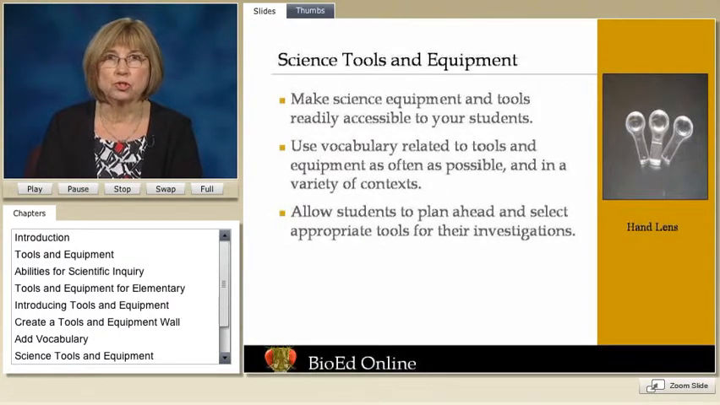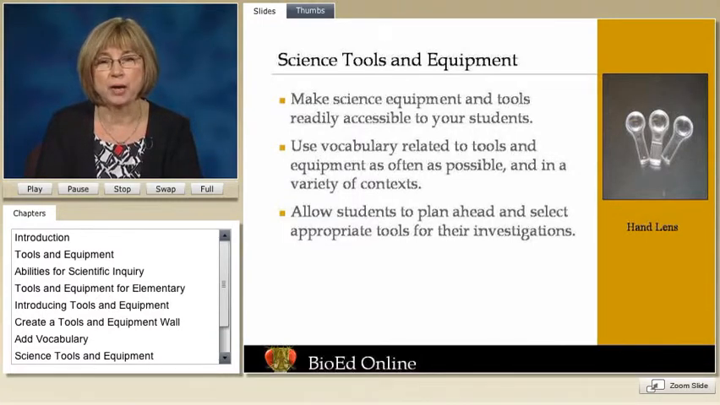Now, why have tools and equipment, and how do they work better? For one thing, one of the most important things, I think, is that students become comfortable and familiar with the tools and equipment, that they have easy access. That means that the tools are out someplace and the students can go whenever they need to and use the tool. Students need to incorporate the use and vocabulary of tools and equipment of science into their world.